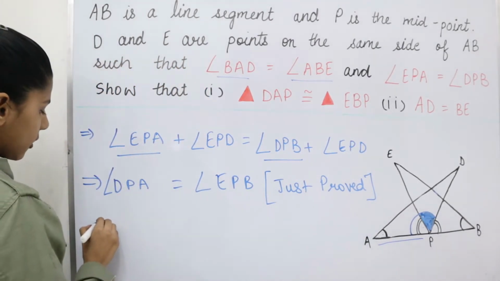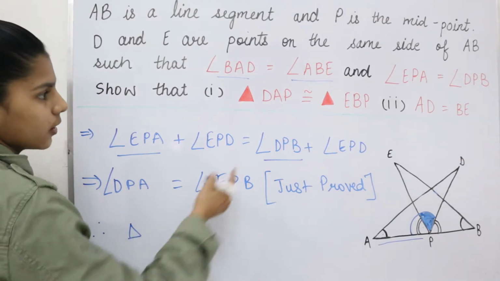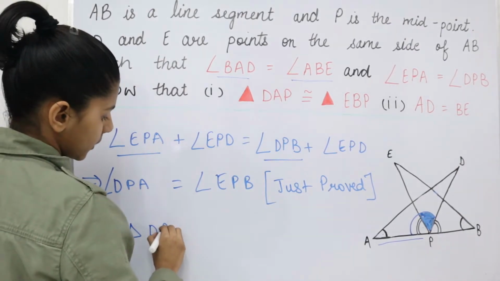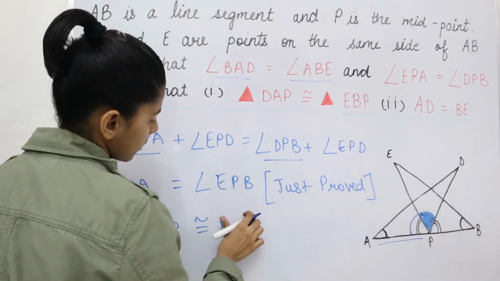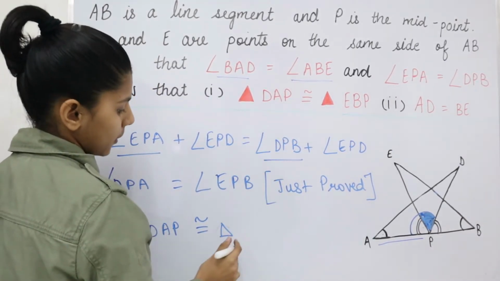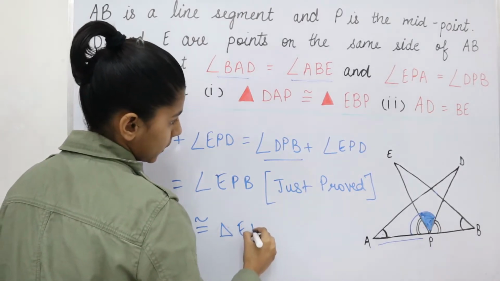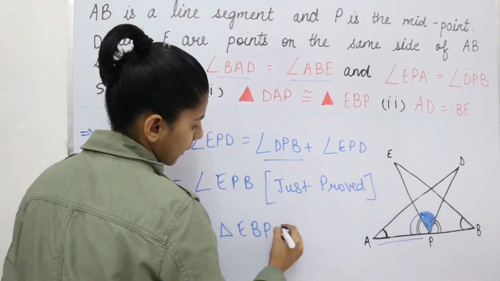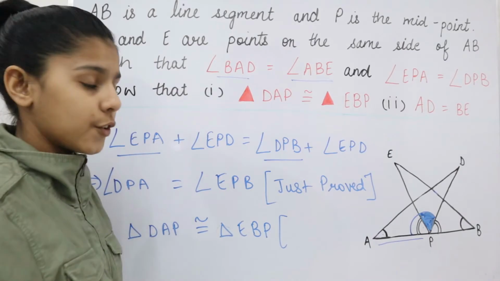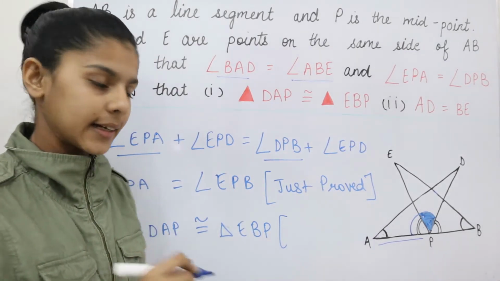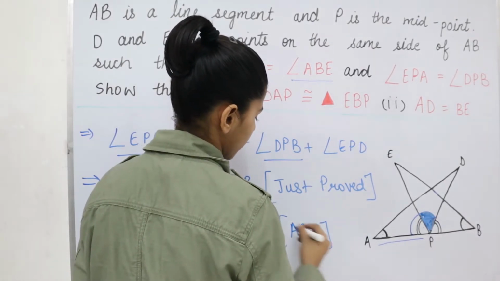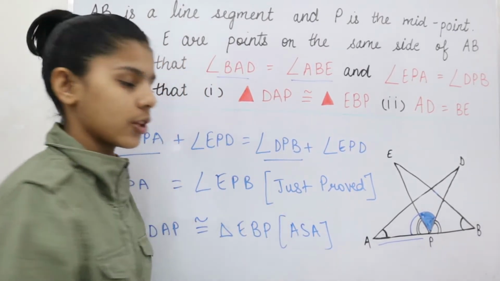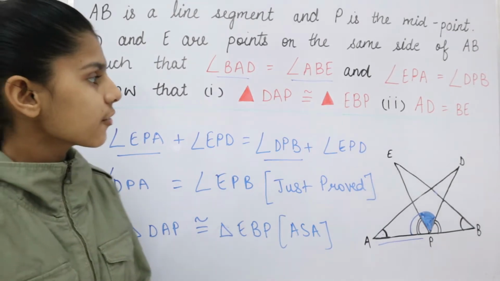So we can write, therefore triangle DAP is congruent to the triangle EBP. And in the bracket we are going to write the rule, which is ASA, angle side angle. Angle side angle congruence rule. So this was the rule by which they were congruent. So this was the first part.